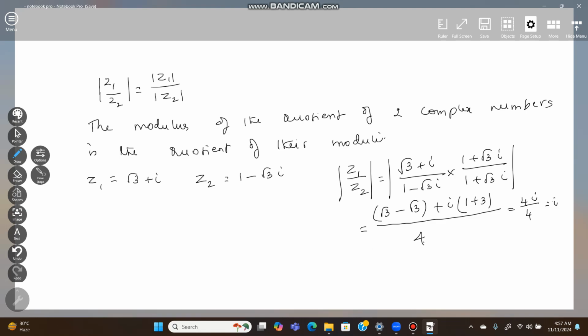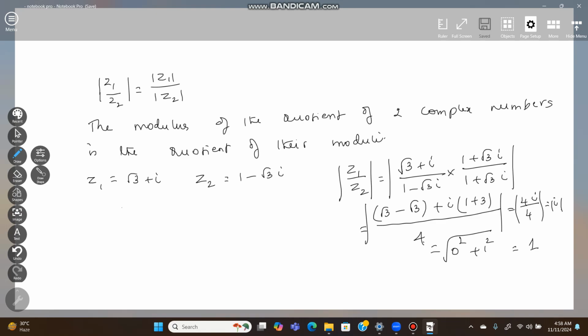And what is going to be the modulus of this? It has only the imaginary part, it has no real part. So will it not be the square root of 0 square plus 1 square, which is equal to 1.